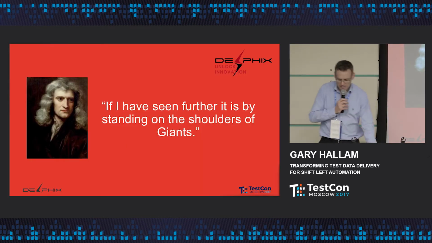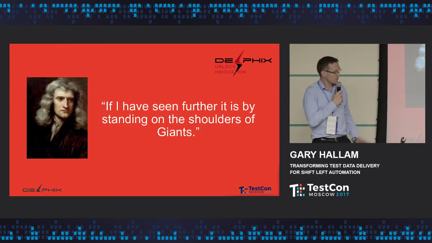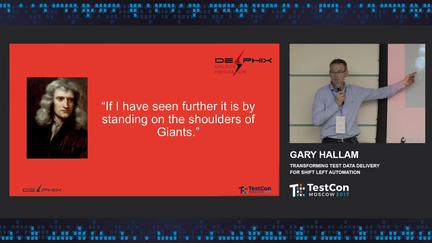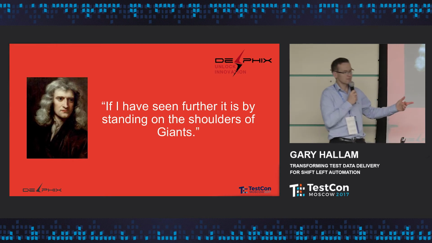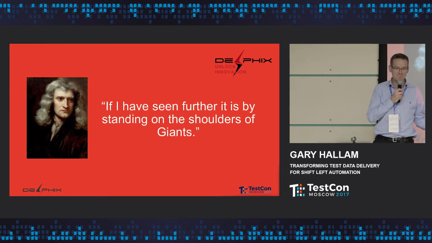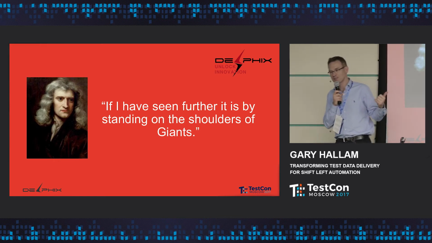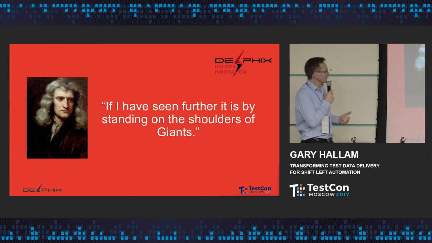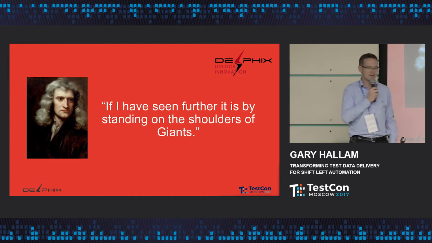So that's it really. And the final point is this: does anyone know who this guy is? Isaac Newton, yeah, that's right. One of the things he said was that if he had seen further, it was by standing on the shoulders of giants. He was a very modest man, really, because he's a bit of a genius, with Newton's laws of motion and gravity and that sort of thing.